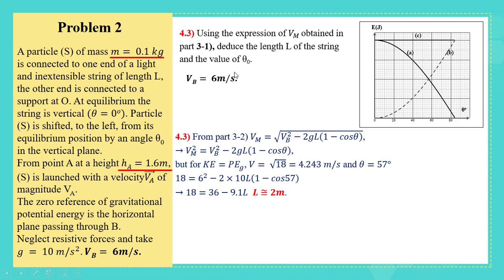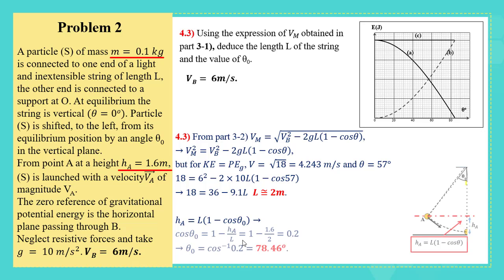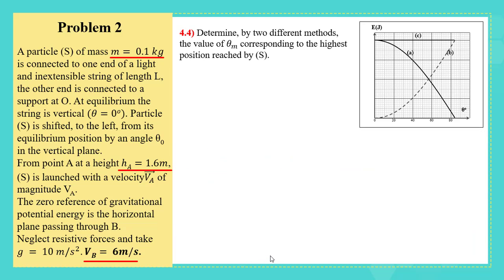To find theta 0, the initial angle at position A, we should use VA in this case. At A, the height is L into 1 minus cosine theta 0. How? It is L minus this adjacent, and the adjacent is L cosine theta. HA equals L into 1 minus cosine theta 0 at point A. Cosine theta 0 then equals 1 minus HA over L. HA is 1.6, it's given. L, we have just found it to be 2. Replace them and the answer will finally be 78.46 degrees.